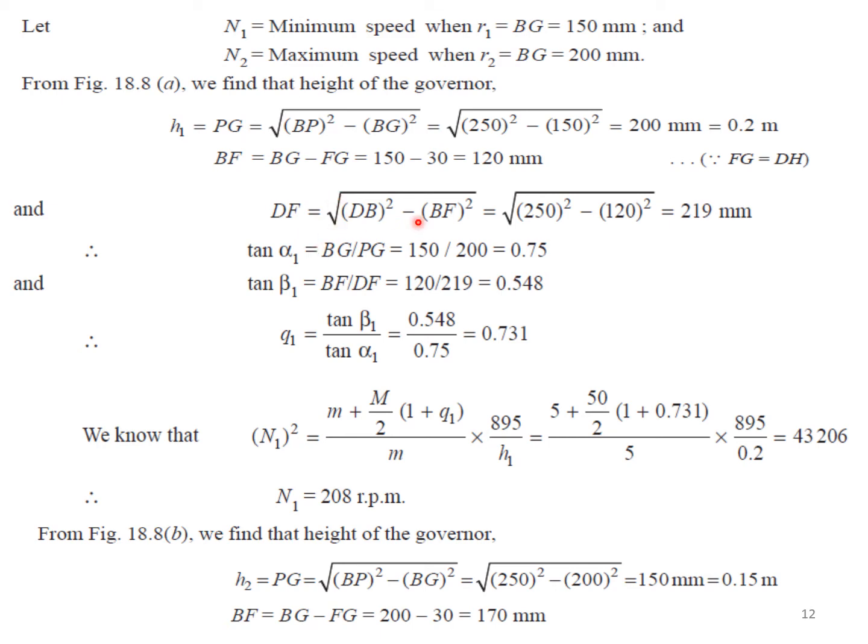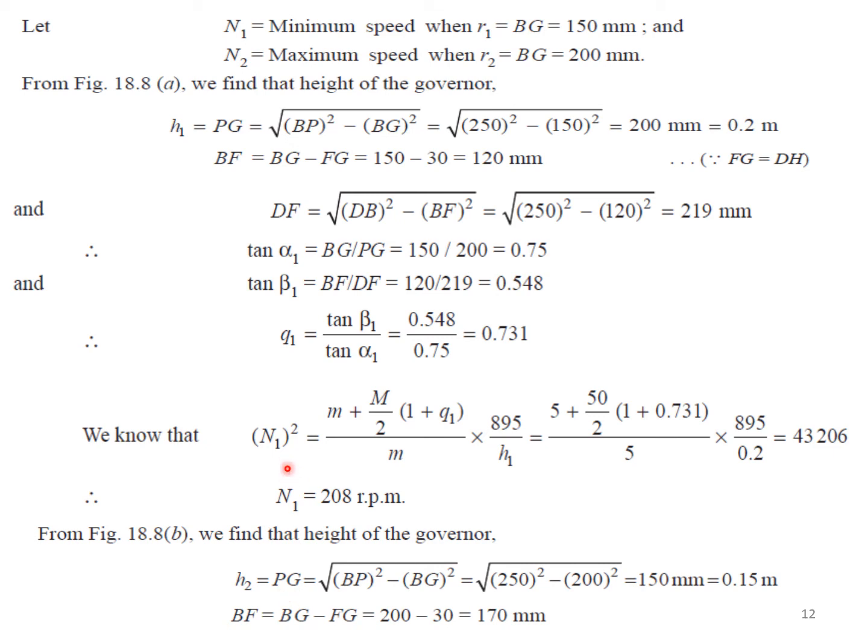Square root of DB square minus BF square, by Pythagoras theorem. I get the value of 219 mm. Then q1 is tan beta 1 by tan alpha 1. So after getting all this, I substitute the values in the equation. Since I am taking q into consideration, this is without friction.